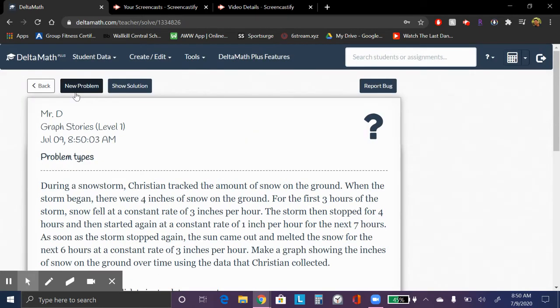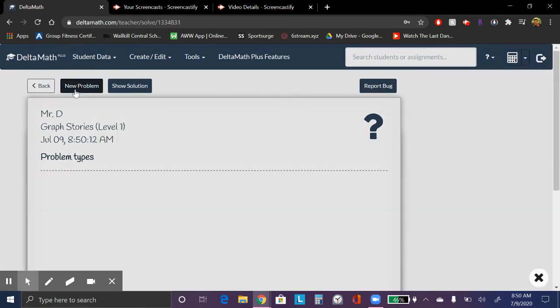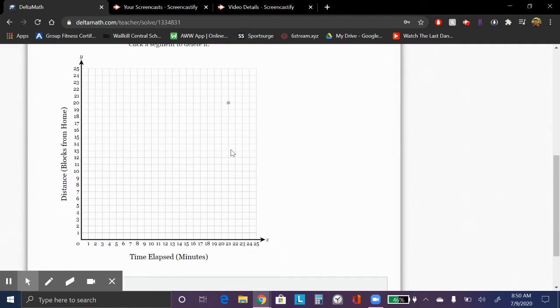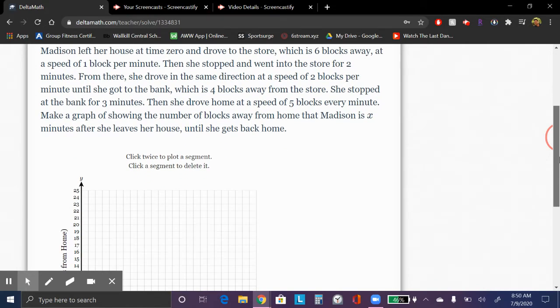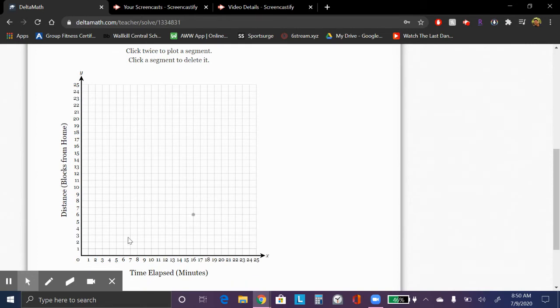All right, let's look at another one. Let's do one that's not a snowstorm. So on our graph here, we have time, usually on the x-axis. Distance, blocks away from home, is the y-axis. It says Madison left her house at time 0 and drove to the store, which is 6 blocks away at 1 block per minute. So she started off, boom, 1 block per minute for 6 blocks away. Bam, 6 blocks away, 6 minutes.